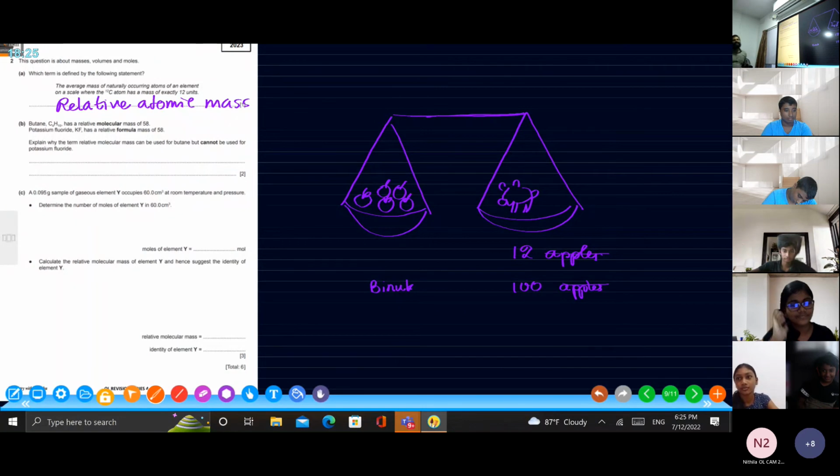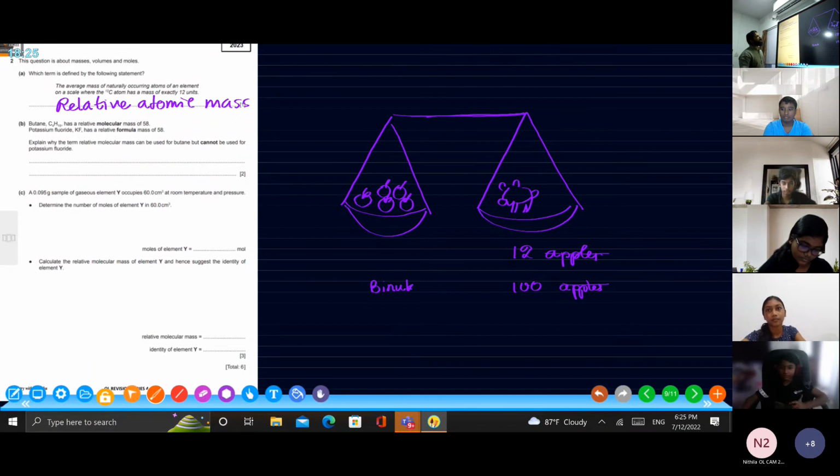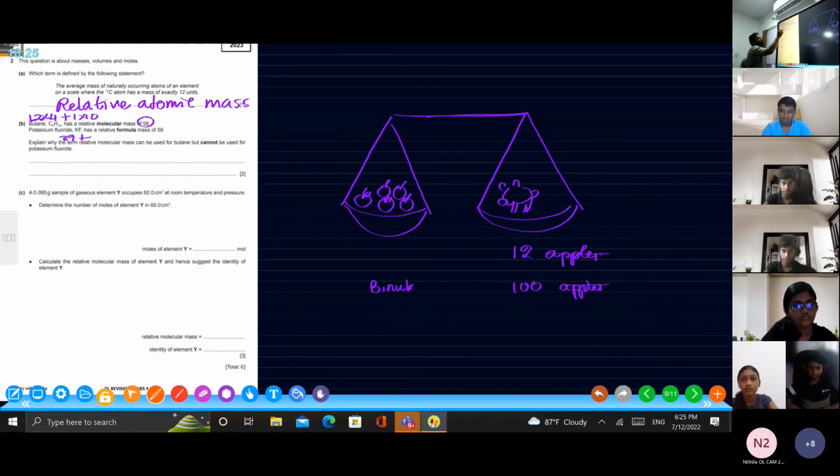Okay. Explain why the term relative molecular mass can be used for butane but cannot be used for potassium chloride. Most of the time you are not answering this question. What's your answer? The reason is there is nothing wrong with the calculation. Butane's relative molecular mass is 58. We find that in the same way: 12 into 4 plus 1 into 10. And this one is 39 plus chlorine.